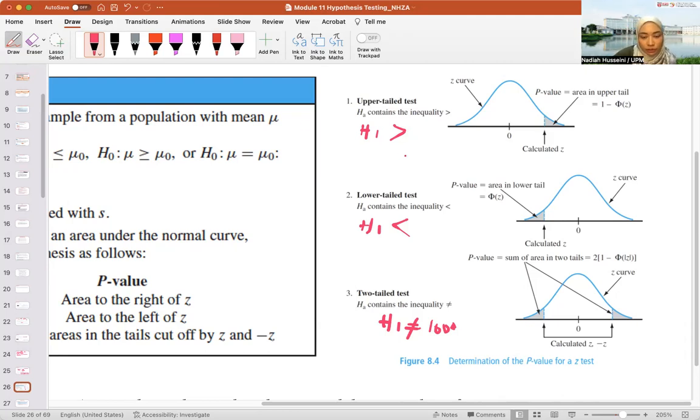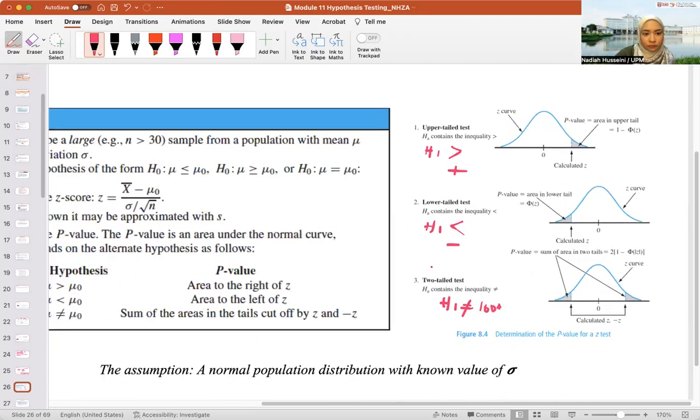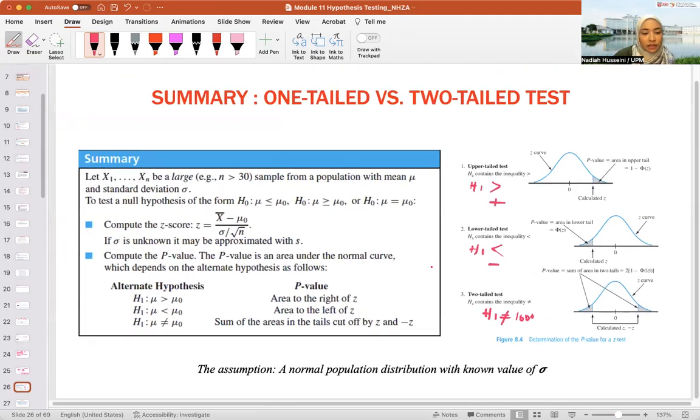So greater, we are going to say positive side, and less than, we're going to say negative side of the normal distribution, if that formula helps you. I should use it because I can't remember it. Okay, so summary of the one-tailed versus two-tailed test. This is something for you to think about as well. Are you going to make a hypothesis that is a two-tailed test or a one-tailed test? Which hypothesis would you go for?